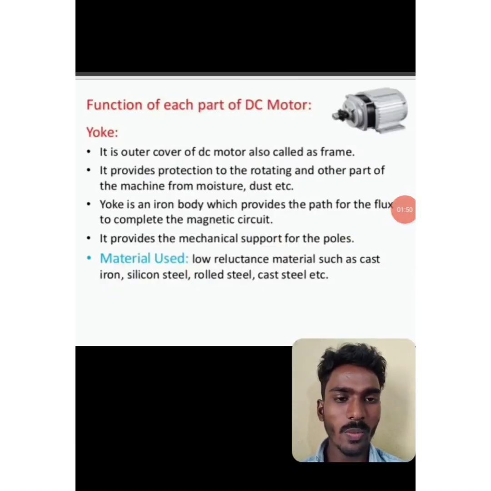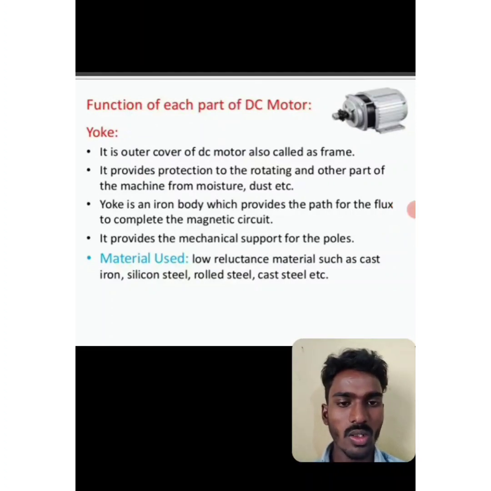Function of each part of DC motor. Yoke. It is the outer cover of the DC motor, also called the frame. It provides protection to the rotating and other parts of the machine from moisture, dust, etc. Yoke is an iron body which provides the path for the flux to complete the magnetic circuit. It provides the mechanical support for the poles. Material used: low reluctance materials such as cast iron, silicon steel, rolled steel, cast steel, etc.